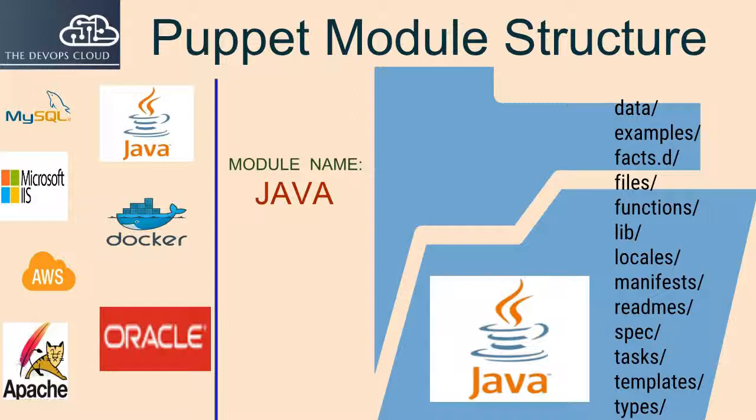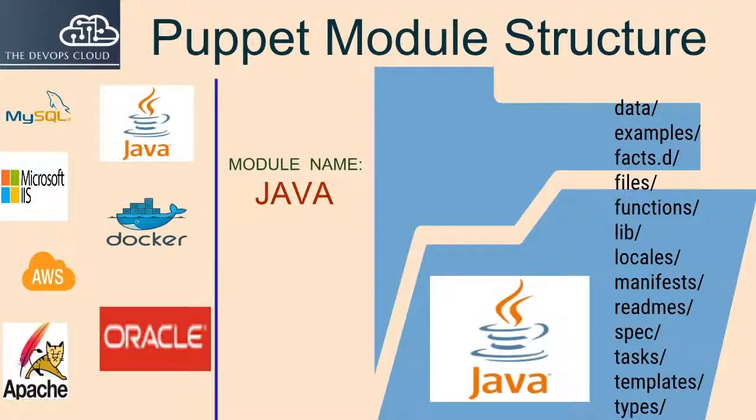Functions contains custom functions written in the Puppet language. Lib contains plugins, such as custom facts and custom resource types. These are used by both the Puppet master and the Puppet agent, and they are synced to all agent nodes in the environment on each Puppet run. Locales contains files relating to module localization into languages other than English.